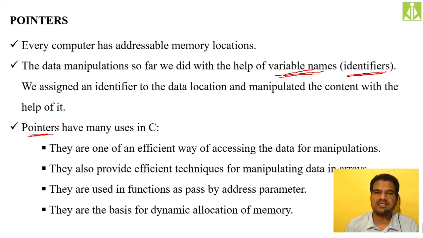So whenever I say pointer, something we are going to do with the help of addresses. We are not going to do it with the help of identifiers. So it is a second way of accessing your memory locations. You remember it this way. One way is with the help of identifiers, we are accessing the memory locations. Simply we are giving a variable name, and with the help of that variable name, we are accessing the memory location. Okay, that is the normal way.